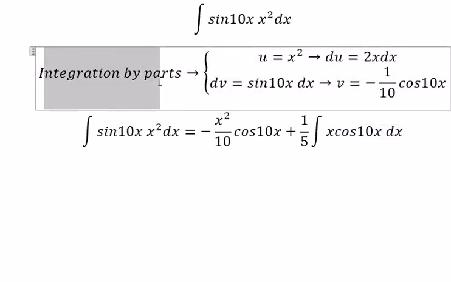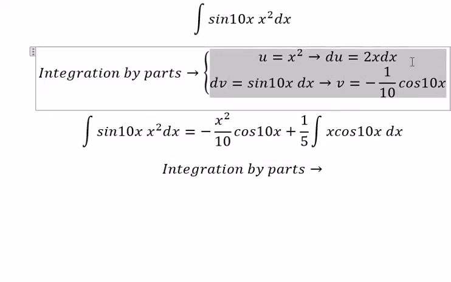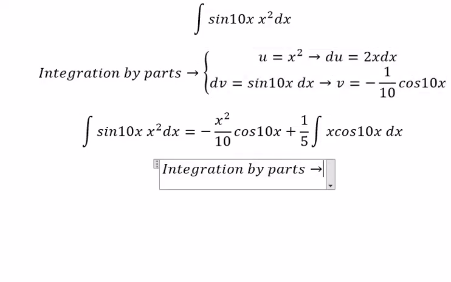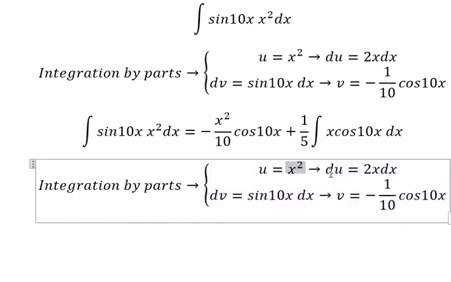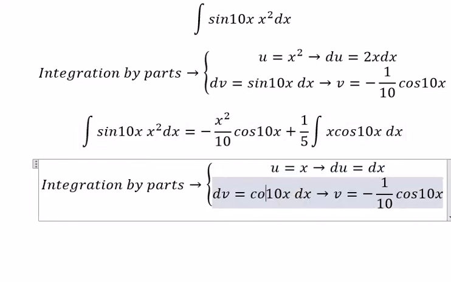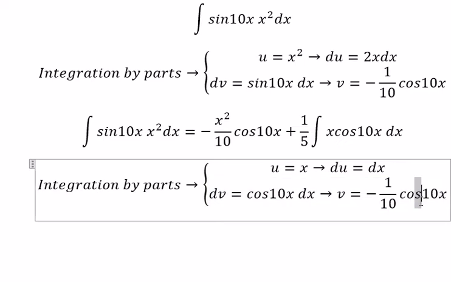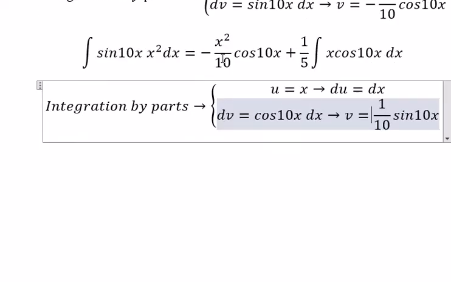Next, we will use integration by parts. So we change this one into x, you got 1. This one we change for cosine 10x, so you got sine. So we got this one.